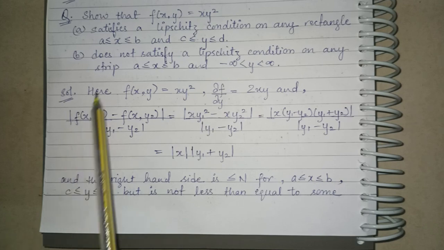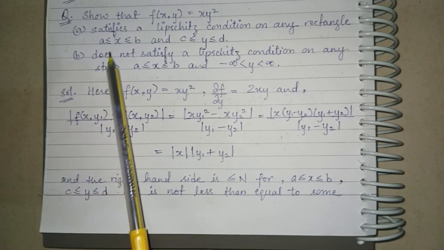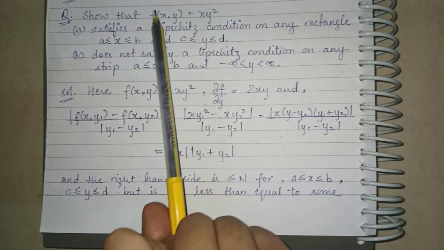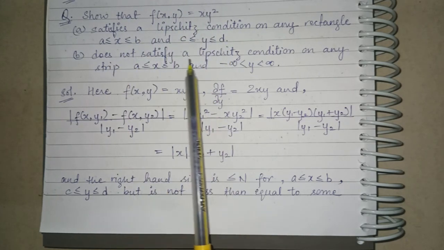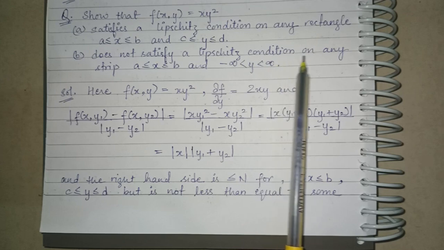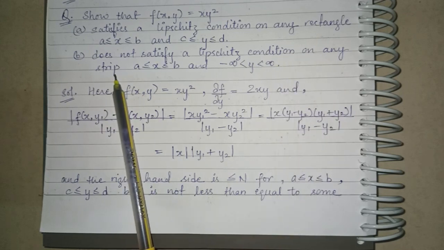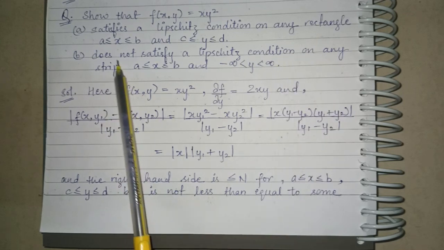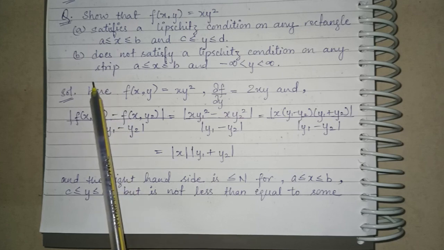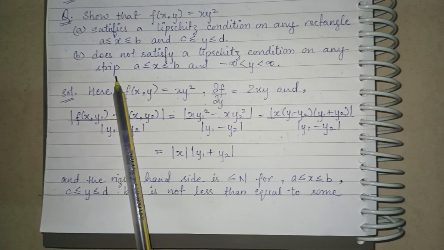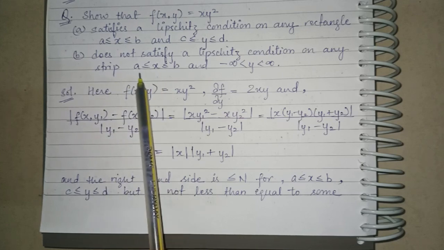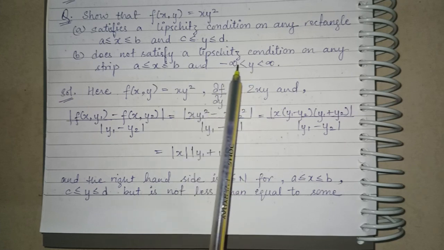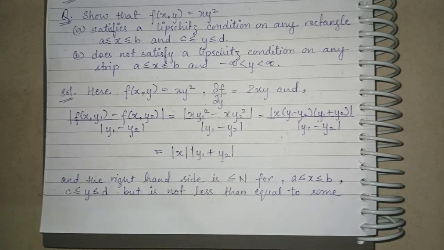Okay. Now the second point says that show that this function does not satisfy the Lipschitz condition on any strip. Okay, so here we are not given a rectangle, but we are given a strip such that x lies between a and b and y lies between minus infinity and infinity. So here we are not given a rectangle but a strip.